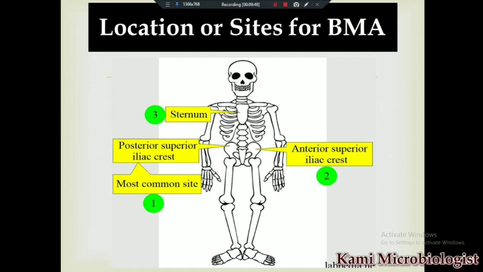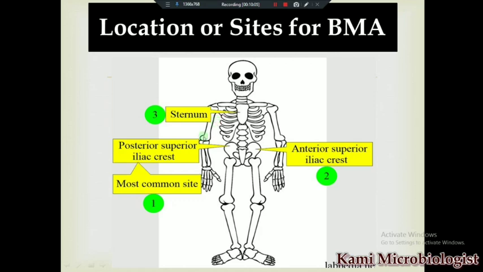Let's see the location or the site from where we can perform the bone marrow aspiration. We can perform it through the sternum, but the sternum is not mostly recommended. Why? Because near the sternum there is the heart, so that's why it is mostly not recommended.